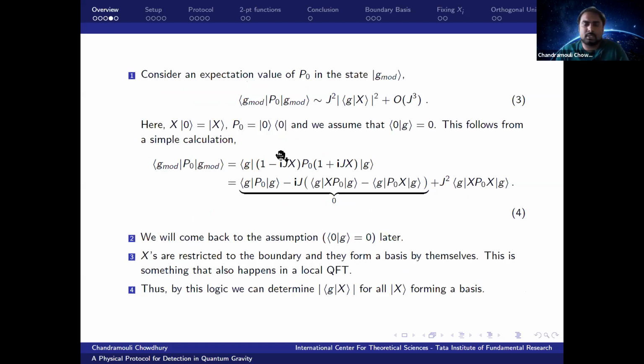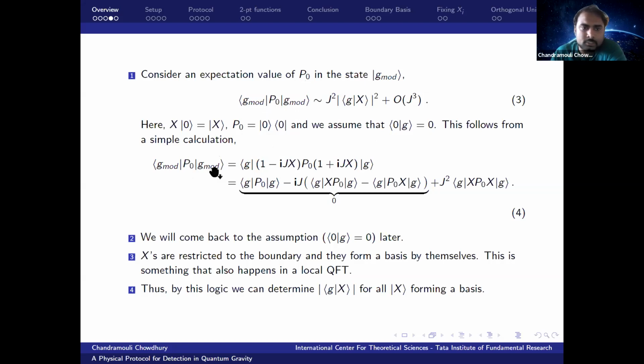The claim is that such a measurement would enable you to tell if the state G is coinciding with the state X or not. By such a measurement, I mean they just have to compute the expectation value of P0 in the state G mod. The state G mod is defined as the unitary acting on the state G, like I defined previously. This can be seen as follows. It's a simple calculation. The assumption that will be crucial right now is that the state G itself has no overlap with the vacuum state. I will make this point very precise later on, but as of now, this is going to be an assumption.